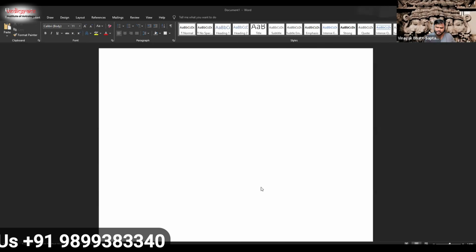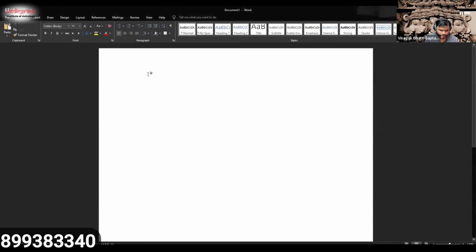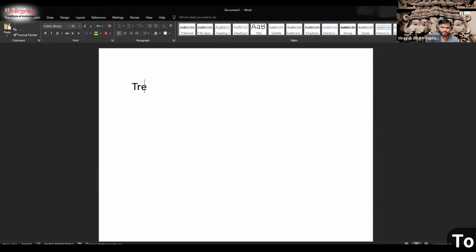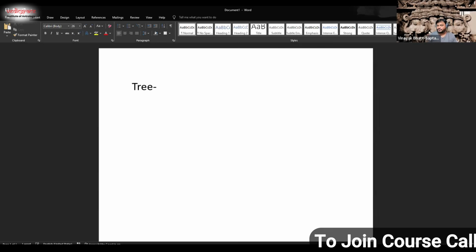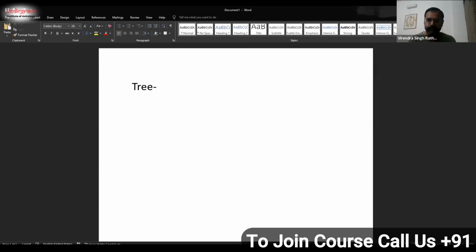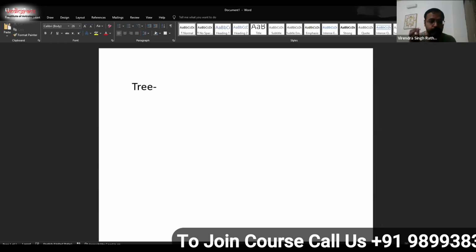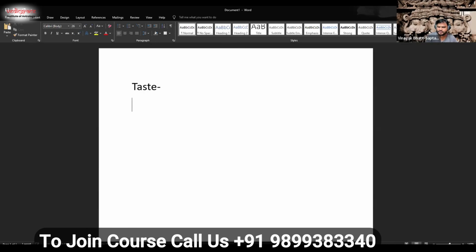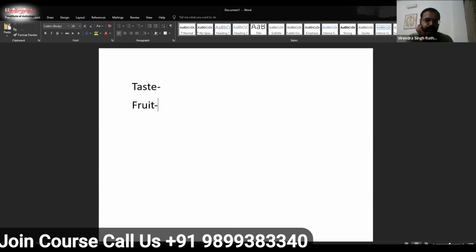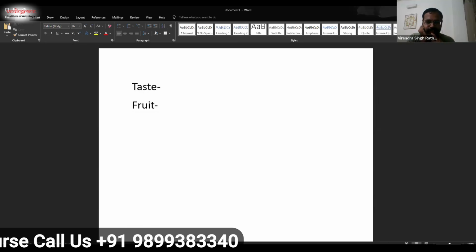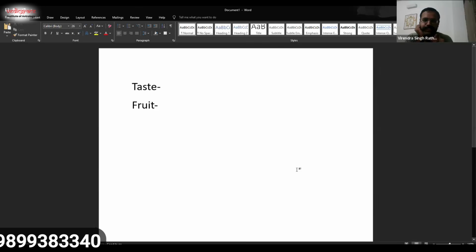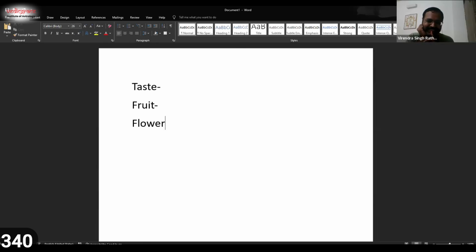The concept is very simple. Maybe I can roughly explain this part. Remember, ultimately what you need is not actually the fruit, you need the taste of it. In order to have that taste, we need the fruit. For the fruit, we need the tree. For the fruit, what do we need? Not the tree, the flower.